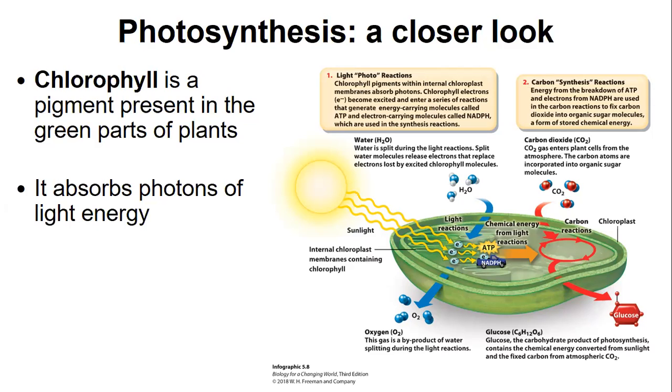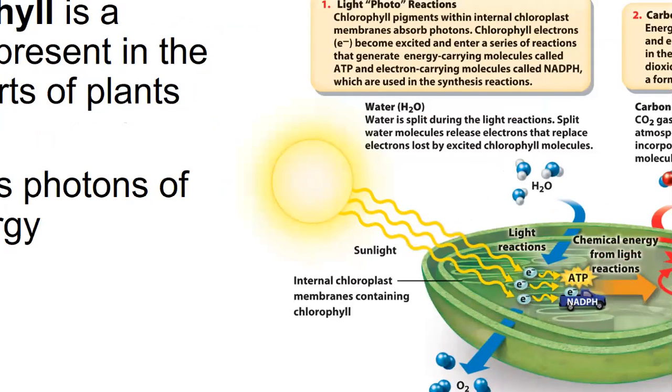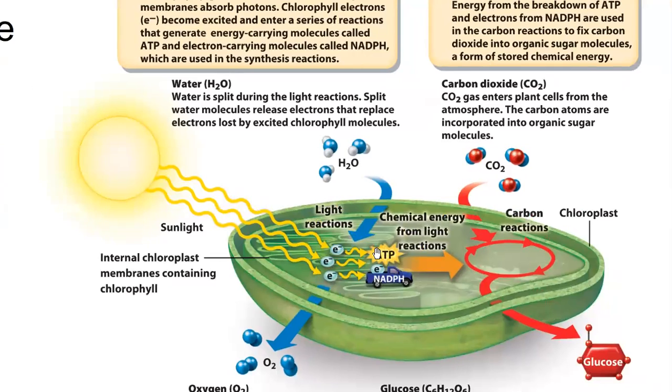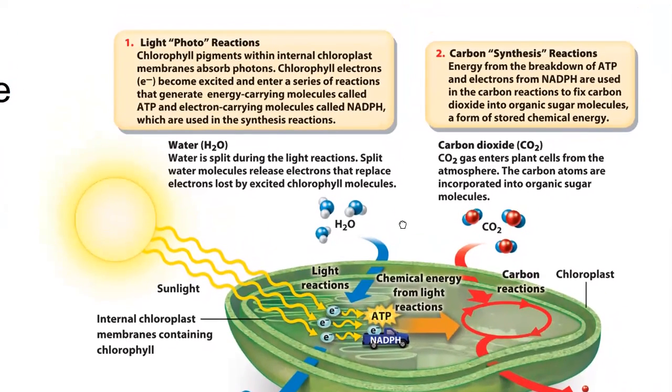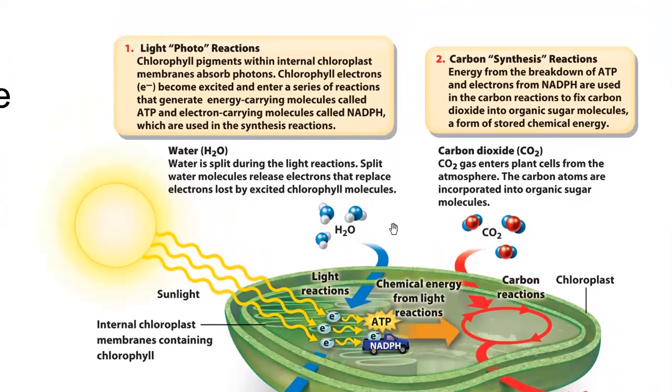So what happens is that as light moves in toward this chloroplast into the chlorophyll, electrons become excited and they enter a series of reactions that generate energy carrying molecules called ATP, adenosine triphosphate, and the electron carrying molecule known as NADPH. And what they try to do, which I think is kind of cool, is depict the energy carrying molecule NADPH in a little truck going in this direction, carrying the electron. And I think that's super cool because it's kind of like that.